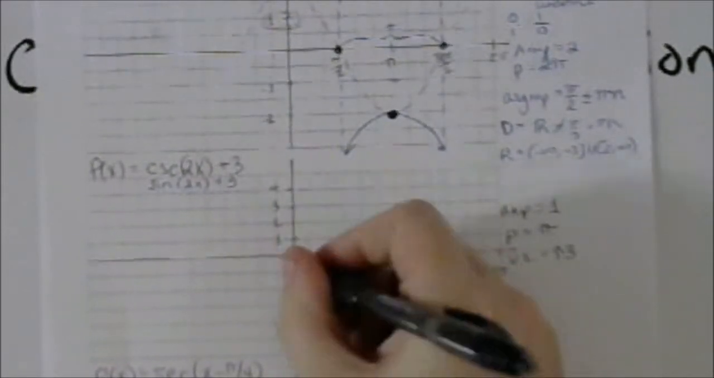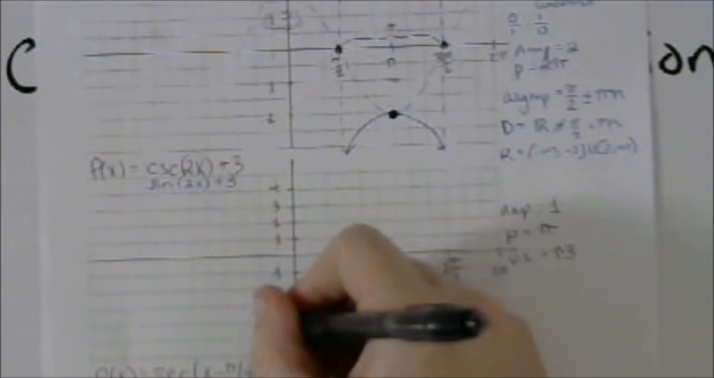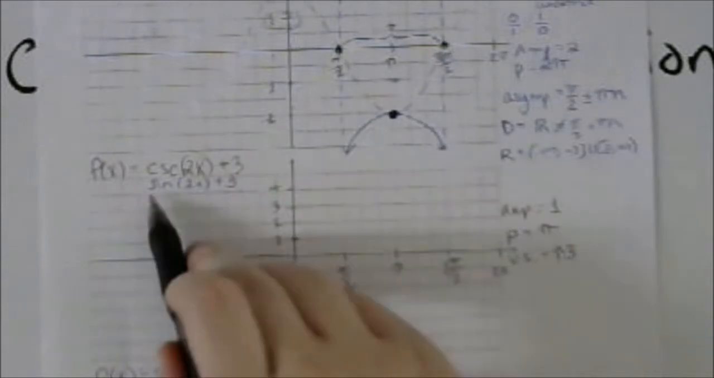Since the period pi fits on a 2 pi graph, I'm going to go ahead and label my graph with the same scale that I've been using. An amp of 1 with a vertical shift of 3 means my graph needs to go to at least 4 on the y-axis. And then match it on the x-axis, or the negative y-axis. And then I'm going to go ahead and sketch sine 2x plus 3.